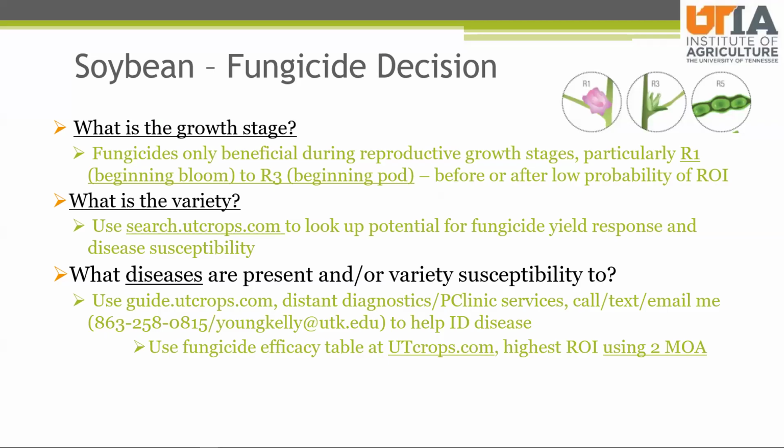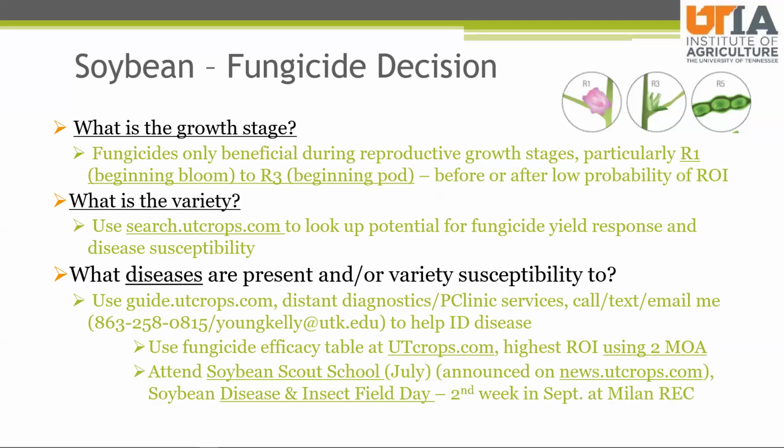So if you have found a foliar disease that will respond to a fungicide, which fungicide to use? There are fungicide efficacy tables, both at utcrops.com, but also at the Crop Protection Network. You can find both very good fungicide efficacy tables there. And I'm going to circle back around to the highest probability of success, even when using a foliar fungicide: you need to make sure you're using 2 modes of action in that fungicide. And I'll cover what that means a little bit later.